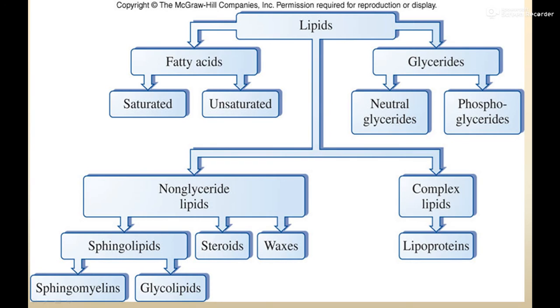Then glycerides are divided into two: one is neutral glycerides and the second one is phosphoglycerides. Furthermore, the lipids may be non-glyceride lipids and complex lipids. The complex lipids are lipoproteins, which are conjugated. The non-glyceride lipids are sphingolipids, steroids and waxes. The sphingolipids are further divided into glycolipids and sphingomyelins.